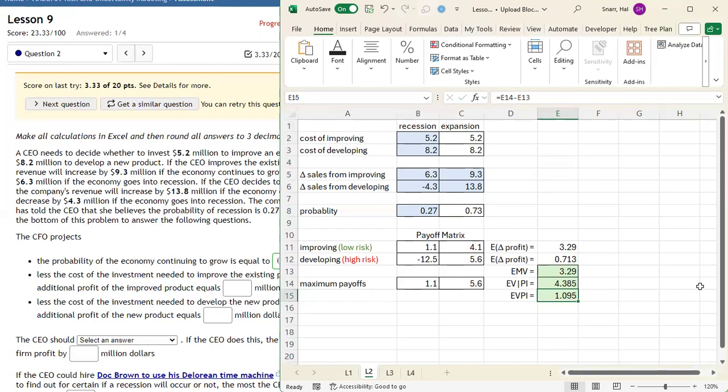This number here that we calculated, the expected value of perfect information, is how much somebody like the Duke and Duke is willing to pay a government insider for the report that the government's going to release to the public the very next morning. And that's how you can think of the expected value of perfect information.